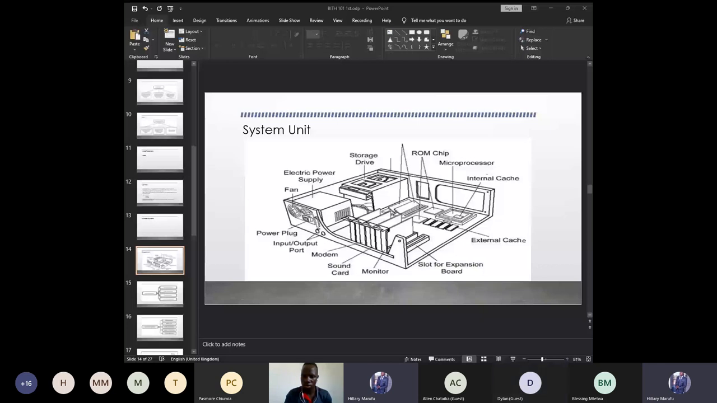Okay. So if we're saying the operating system is housed in the hard drive, what's the need for ROM? What's the need for RAM? What's the need for cache memory? Why do we need those things when we have got a huge storage like a hard drive?